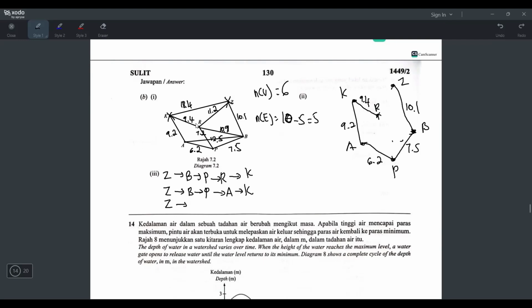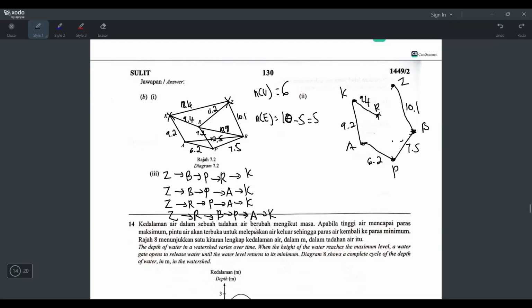What other paths can I use? Z to R maybe? Yeah, Z to R. And then from R, I need to pass through P, so maybe I can go P, A, K like that. But I saw another path, which is Z to R, and then R to B, and then B to P, and then P to A, A to K. This is also possible, right? And I think that's all. These are all the possibilities. These are the 4 routes that you can go from Z to K if you want to pass through P.